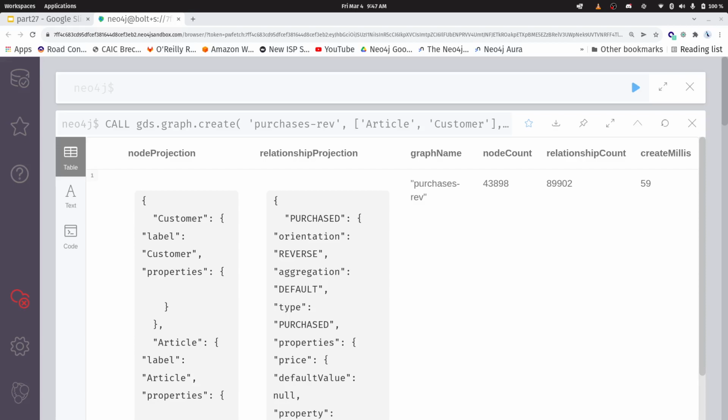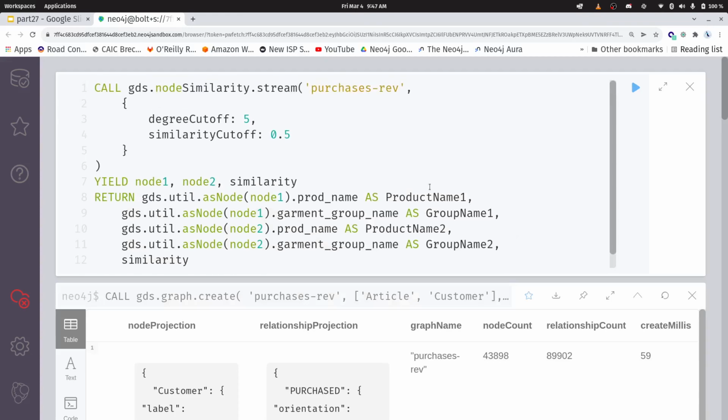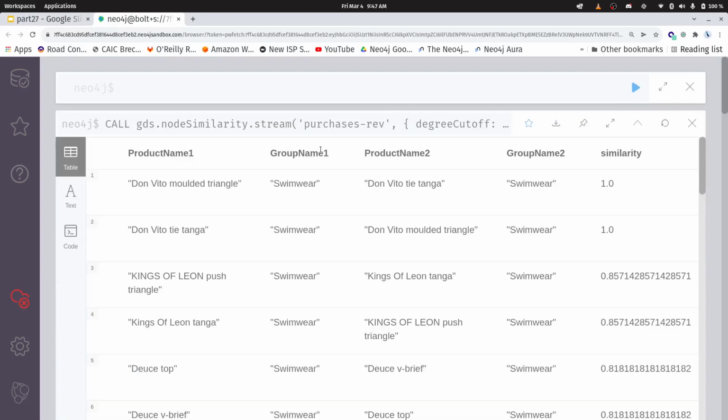So I've created this new graph called purchases-rev for reverse, and now I'm going to run my node similarity on that graph. Again, I'm using a degree cutoff of 5, and just to limit my results even further, I'm saying no similarities less than 0.5. We're returning the same stuff, it just happens to be the articles. Now, what we see here is a similarity of 1 between this particular bathing suit and this particular bathing suit. If you actually look at them, this is a two-piece bathing suit. One of them is the top and one of them is the bottom.